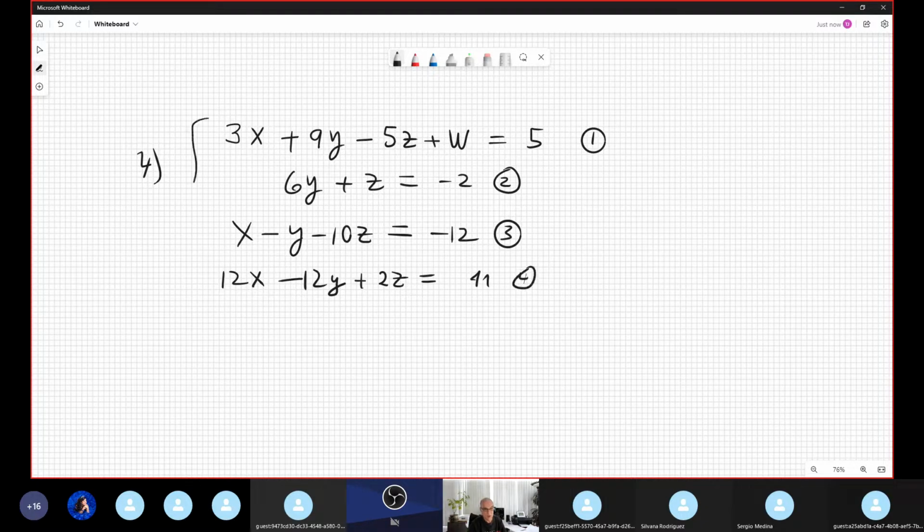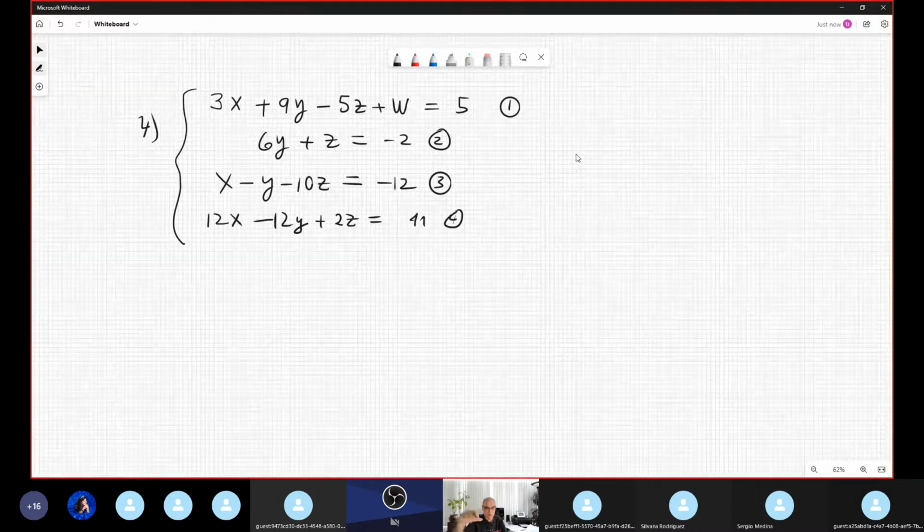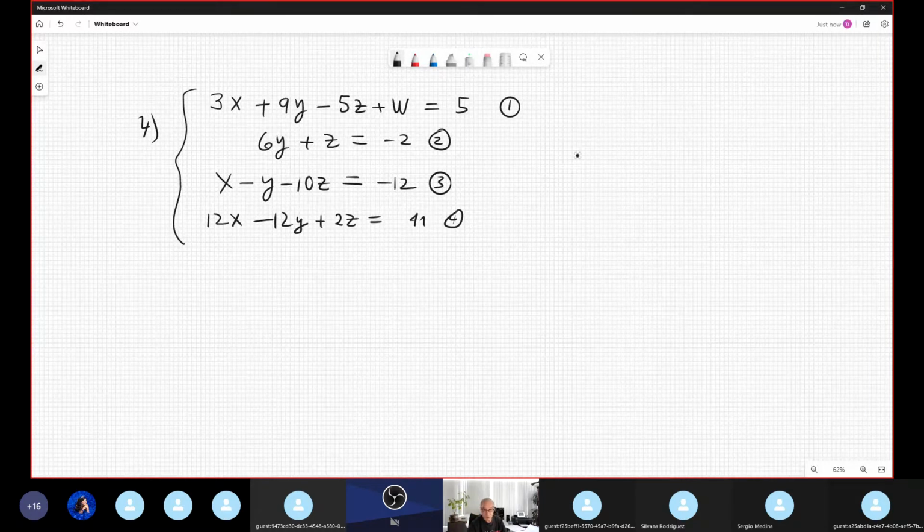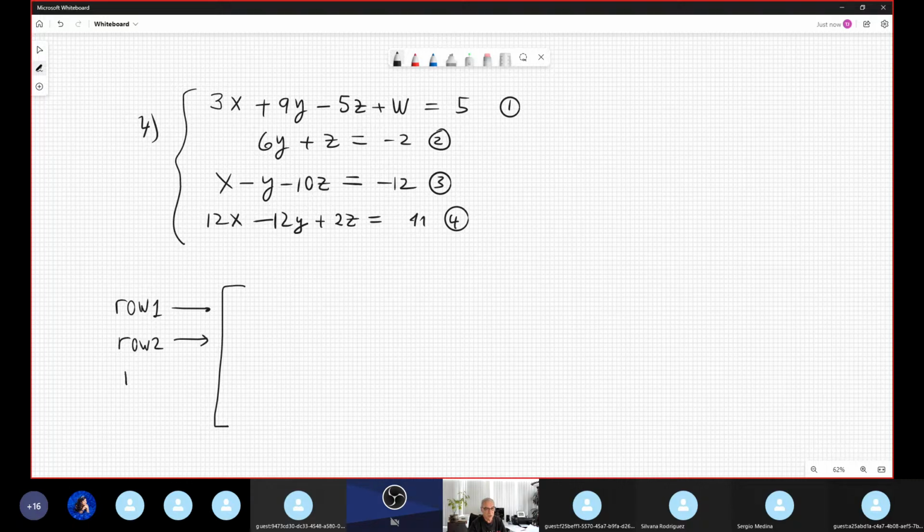So, don't try to solve it. The task is only to write the matrix, to be ready for a potential solution in the future. Remember, we have 4 equations: 1, 2, 3, 4. Our matrix contains 4 rows, 1 per each equation. This is the organization in matrix form.